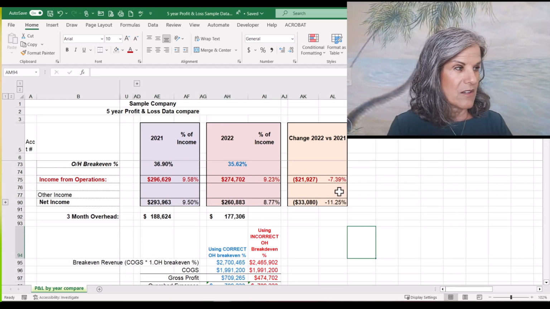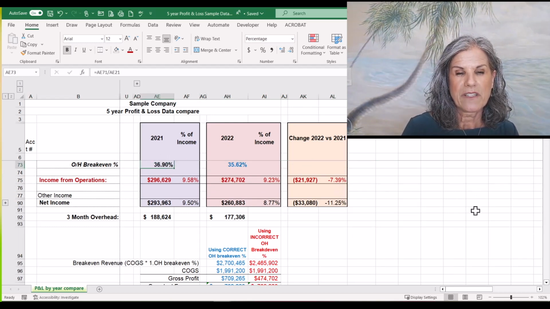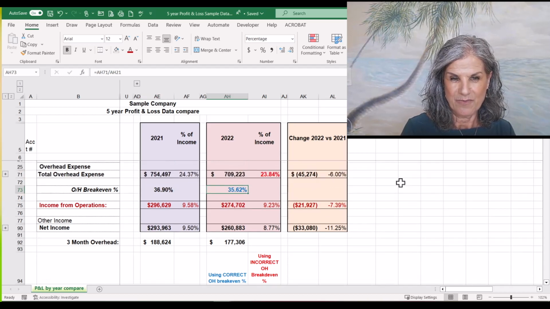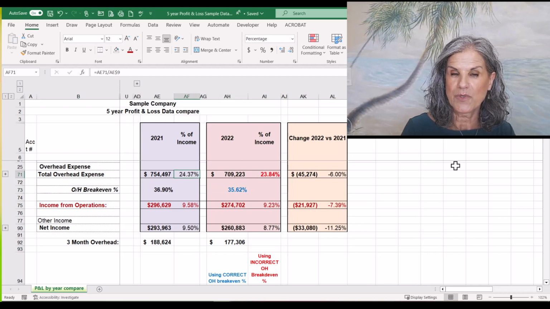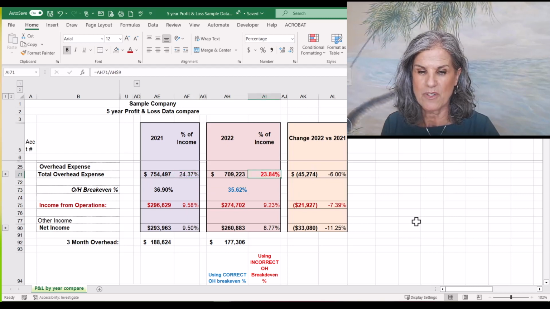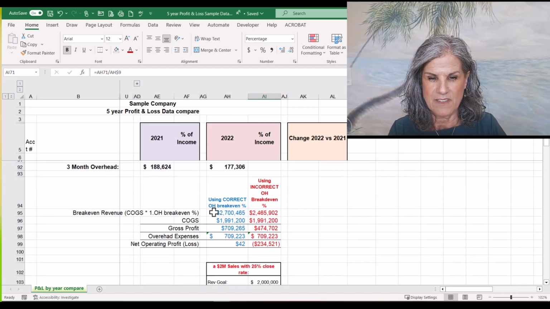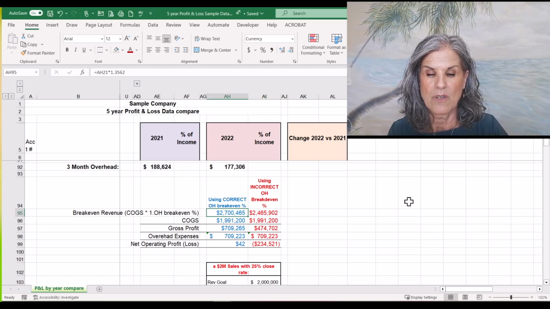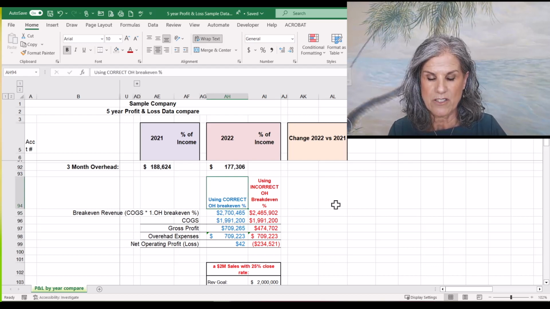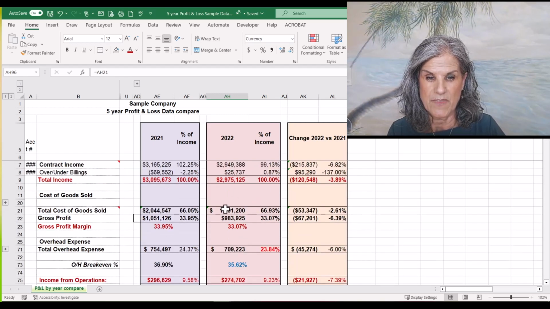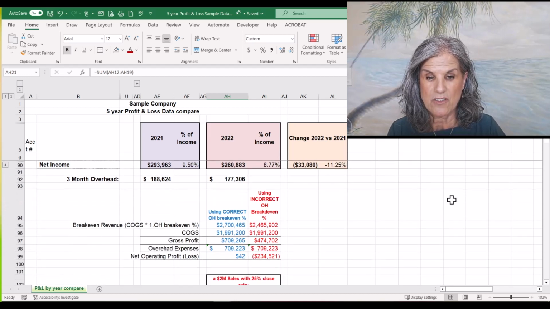Okay, so you see that it says overhead break-even percentage 36.9% and 35.62. But my profit and loss, if I ran a report, would show 24.37 or 23.84. So if I take 2022 data and I do a little bit of math down here, how much do I have to mark up to break even using the correct overhead break-even percentage? If I took my cost of goods sold of $1,991,200, that's my cost of goods sold for doing that work.